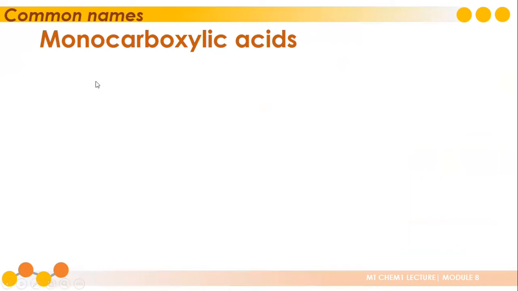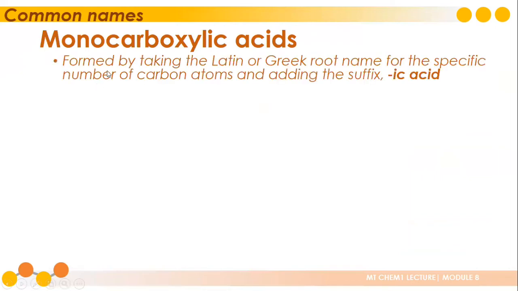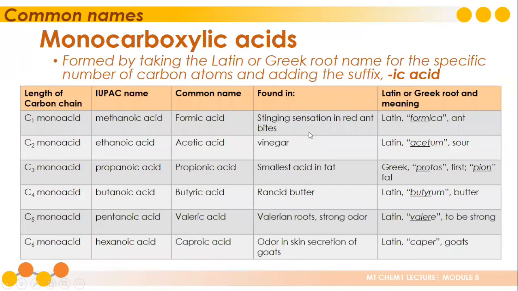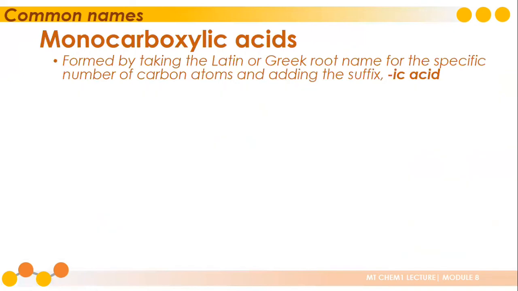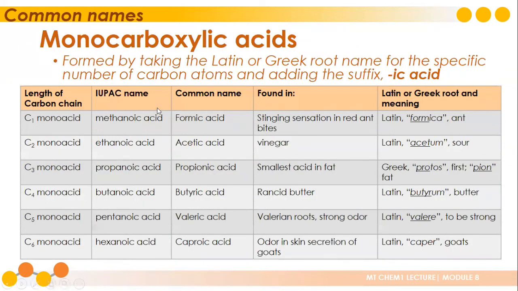Let's start first with monocarboxylic acids. Again, this is formed by taking the Latin or Greek root of the name for the specific number of carbon atoms and then adding the suffix "ic" acid. Let's take a look at this table. This table shows us the length of the carbon chain up until 6, the IUPAC name, comparing it with the common name, where it is found, and what the Latin or Greek root word is, along with its meaning.